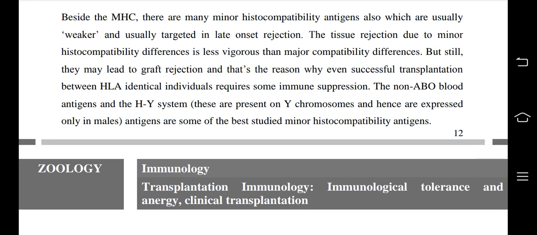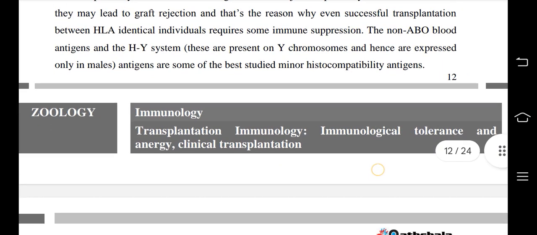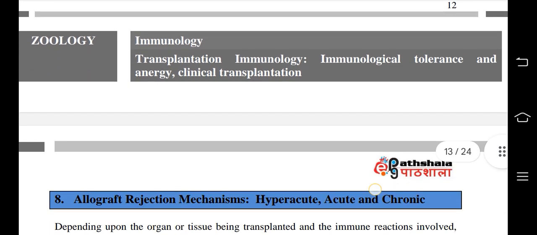The non-ABO blood antigens and the HY system are some of the best studied minor histocompatibility antigens. The HY antigens are present on the Y chromosome and hence are expressed only in males. HY system, ABO blood group.